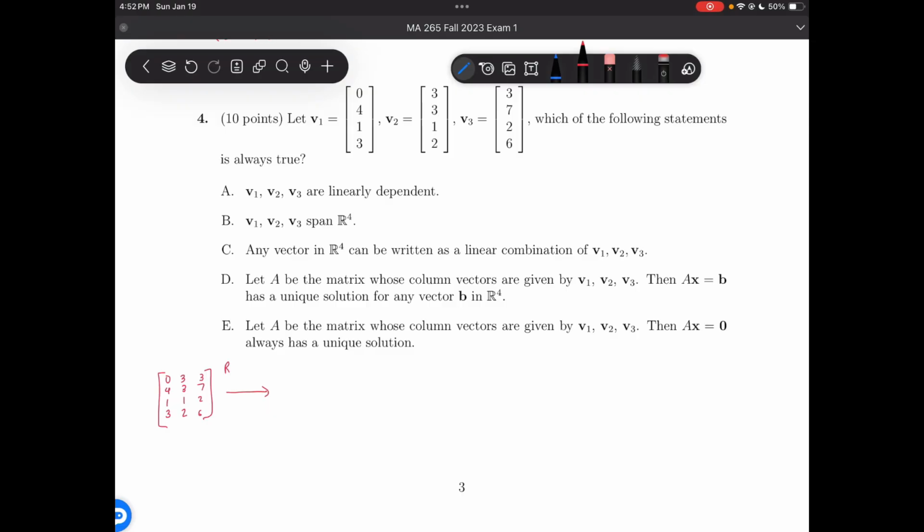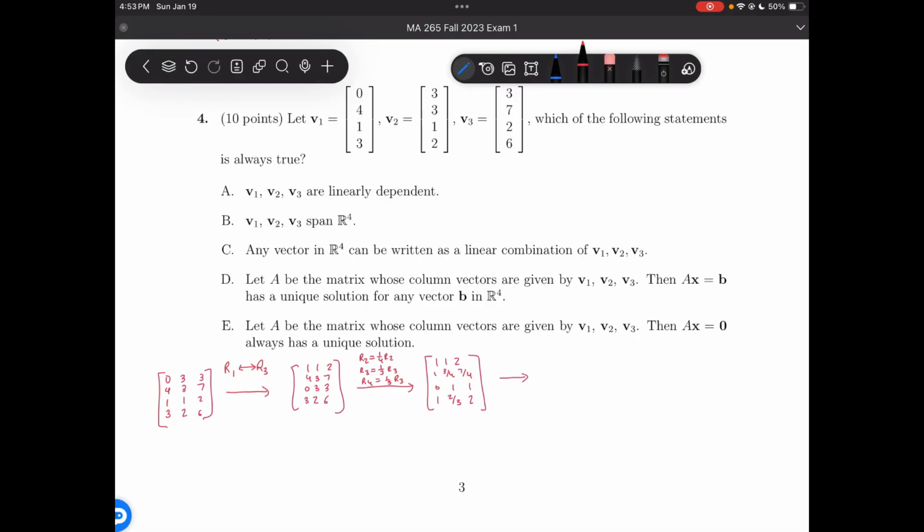One operation is that we can switch rows. So I'm going to switch row 1 and row 3. That gives us 1, 1, 2, 4, 3, 7, 0, 3, 3, and 3, 2, 6. The next operation is we can multiply rows by constants. So I'm going to multiply row 2 by 1/4. I'm going to multiply row 3 by 1/3. And I'm going to multiply row 4 by 1/3 as well. Okay, so I get 1, 1, 2, 1, 3/4, 7/4, 0, 1, 1, and 1, 2/3, 2.